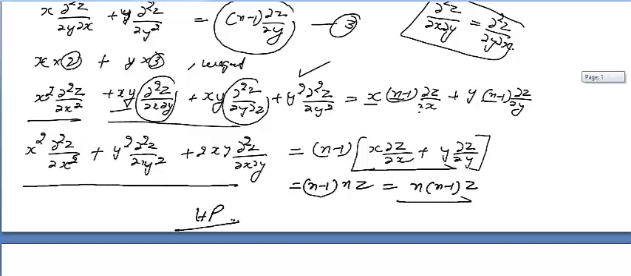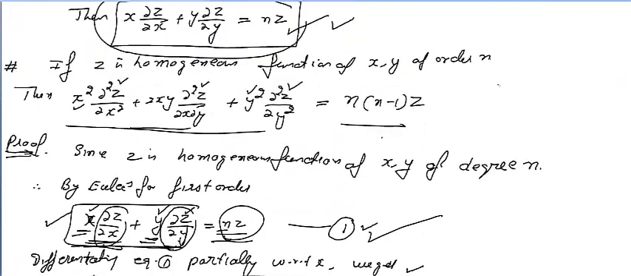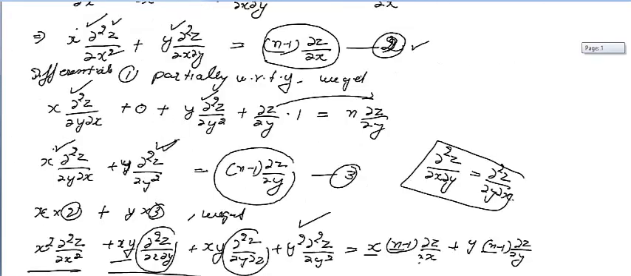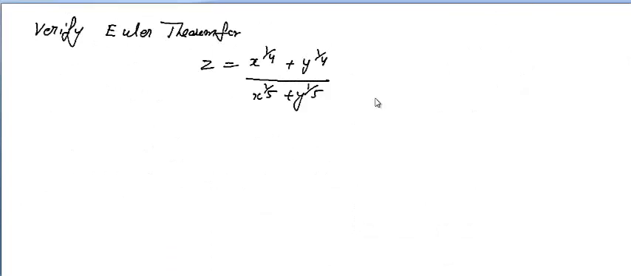So this is the Euler theorem for second order. You can see we have proved exactly the same. This is the proof of Euler theorem for second order. Now I am going to apply this Euler theorem on this question.